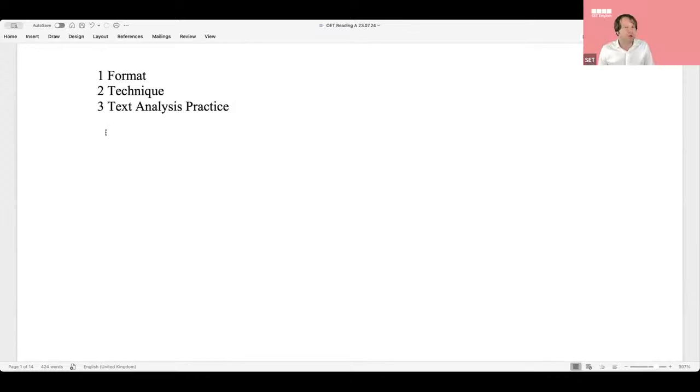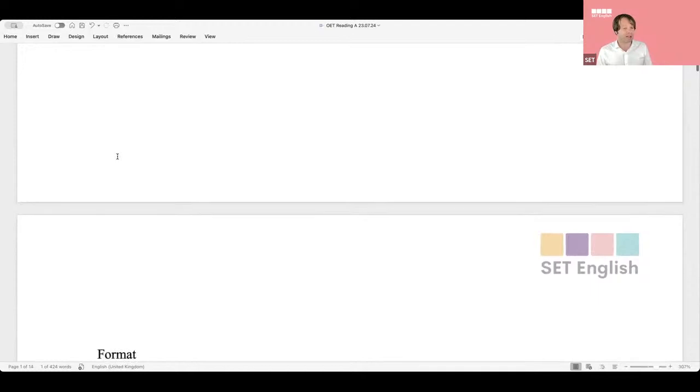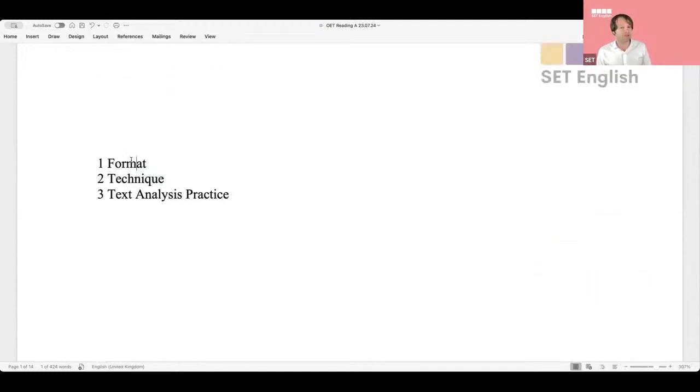Carolina. Okay, so I'm going to go through the format of the test, Carolina, which is: what is the test like? It's very easy, actually. And then we'll talk about techniques. So format, guys, let's start talking about format.